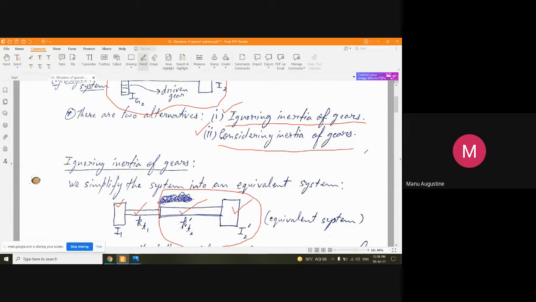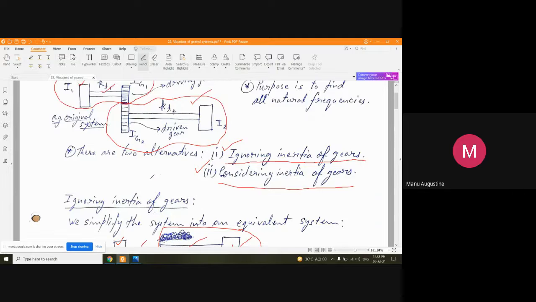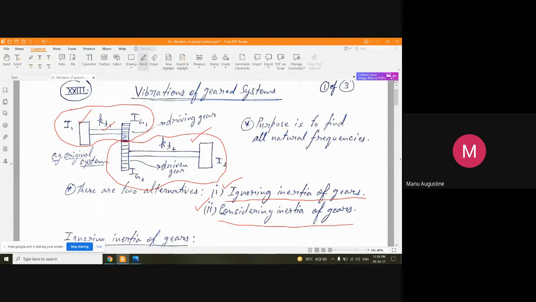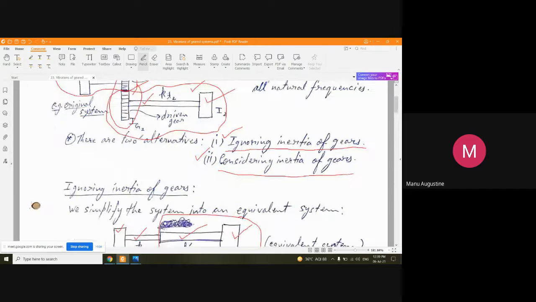what happens if we consider the inertia of gears? Now you are not allowed to eliminate these gears altogether. So what you have to do is, definitely on the driven side, your shaft has to be replaced with an equivalent shaft. On the driven side, your rotor has to be replaced with an equivalent rotor. But the gearing also has to be replaced with something equivalent, because now you're considering the inertia of the gears also. So what should we do?